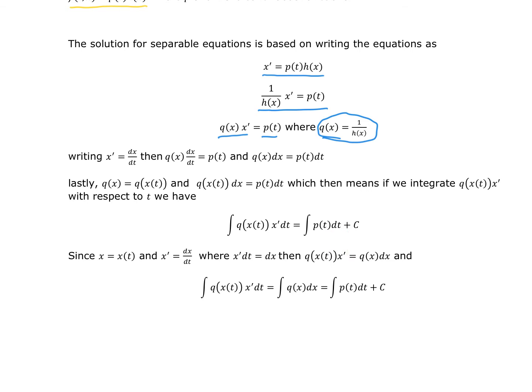Now, since we know that x is a function of t, and x prime is dx/dt, then x prime dt is equal to dx. Then q as a function of x of t times x prime dt is just q of x dx, and we get this. This is the gist of it. So we have q of x dx is equal to p of t dt plus some constant.